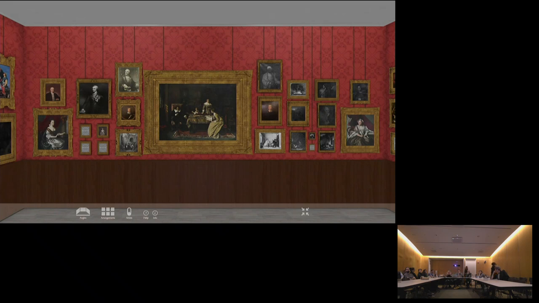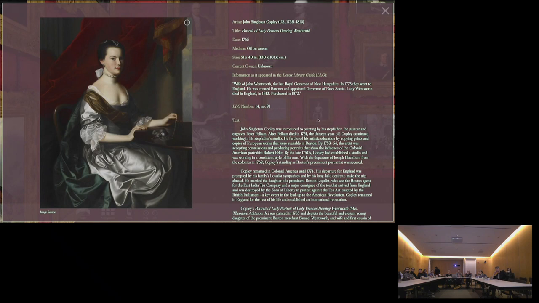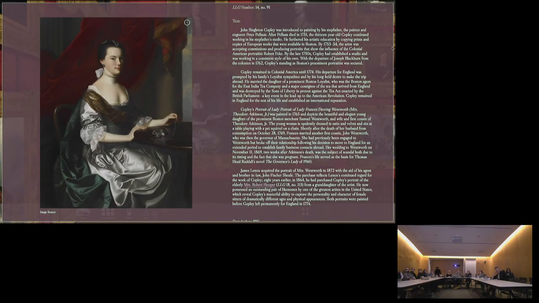I got so caught up in this, I almost forgot to mention that on the far left and far right on this wall are two gorgeous female portraits by John Singleton Copley. We could go on. Just show them that last one, the entry door wall.